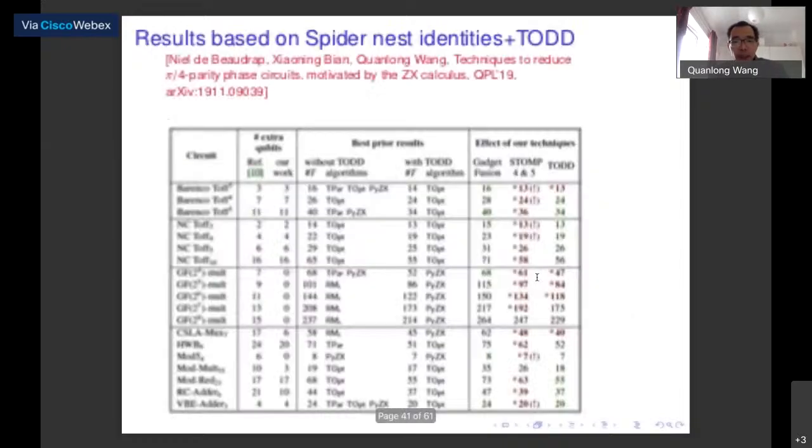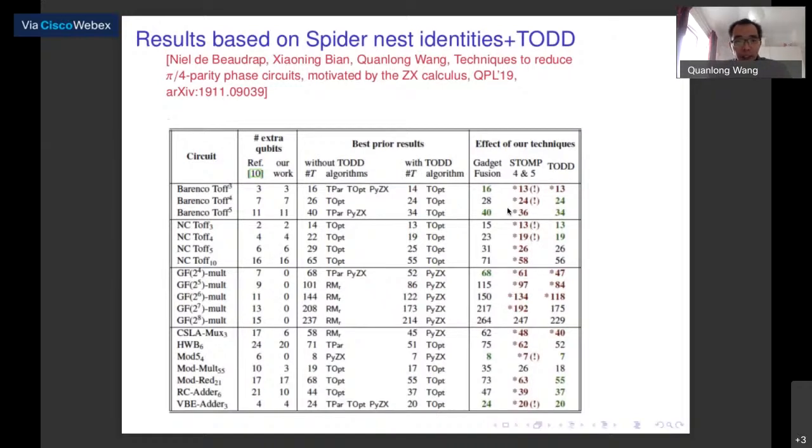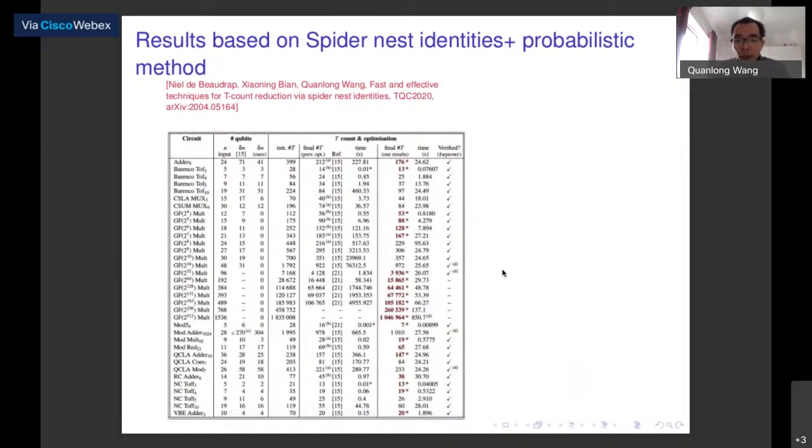Based on these techniques, we have a table on benchmark circuits showing how these techniques can be used. And we have more results, but for those we have a probabilistic method involved. That's basically how you can use the strategy of the calculus to simplify quantum circuits.